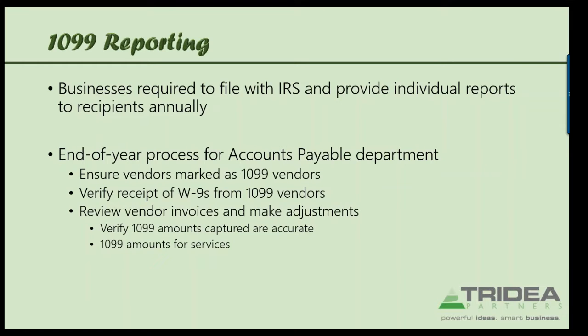The end of year process for 1099 is performed by the Accounts Payable Department. They're going to review all of their vendors and ensure that the 1099 vendors are marked appropriately within the system. They're also going to verify that the W-9s were received from the 1099 vendors. And then lastly, they're going to review vendor invoices and make any adjustments needed to those amounts. So they're going to review the invoice lines and verify that the 1099 amounts are captured accurately.